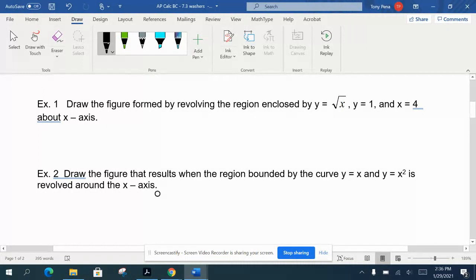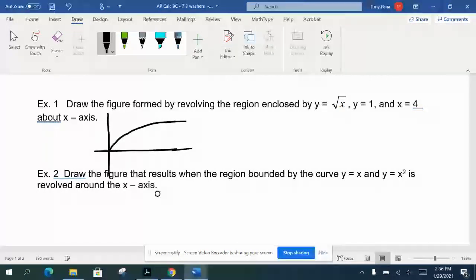So what I want you to do, draw the figure formed by revolving the region enclosed by y equals root x. So there's our y equals root x. y equals 1 like we did yesterday. So here's 1, and it's going to come right through here. And then x equals 4. So this is actually the same exact problem that we did yesterday in our notes. At least the setup is the same.